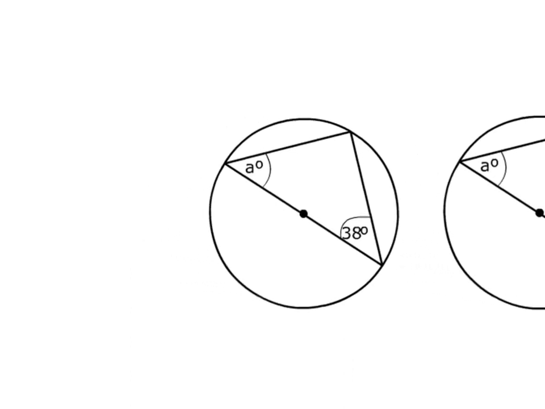okay, first question. We've got the diameter and a triangle then created. So we know that this angle here is 90 degrees. So to find A, it's just angles in a triangle. So 90 plus 38 gives us 128 degrees. 180 degrees, subtract 128, gives us 52 degrees.